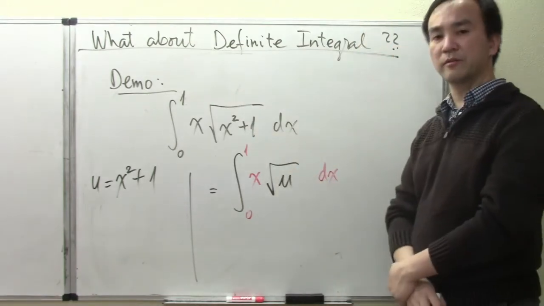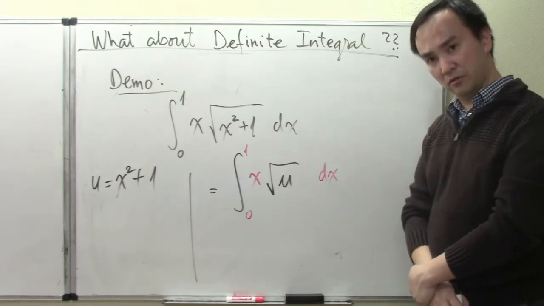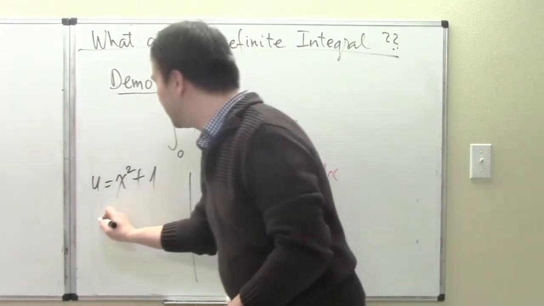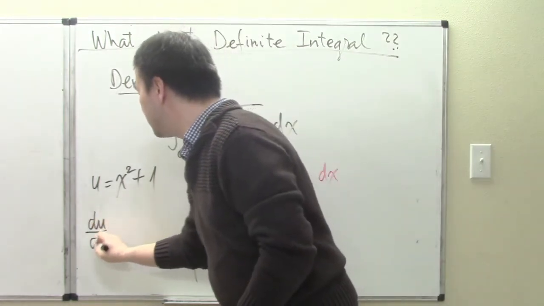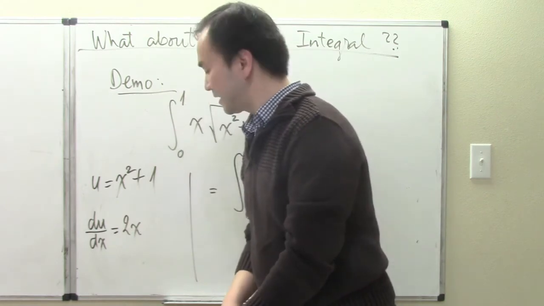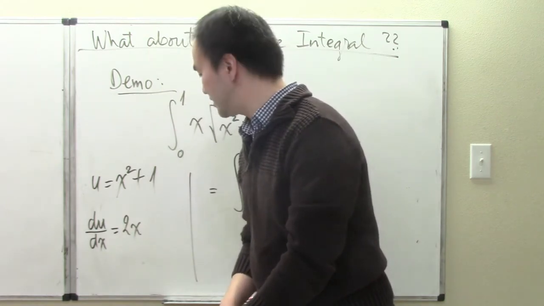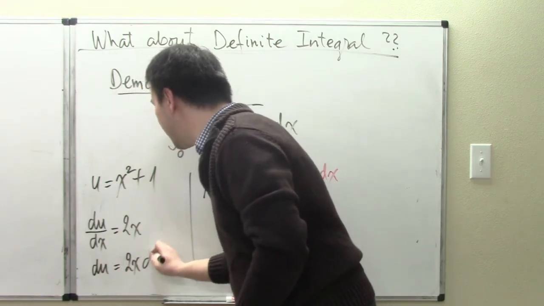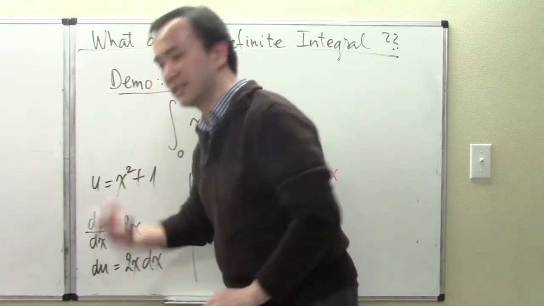So that's square root of u. So we still have a lot to go. So let's handle that as usual. So du dx is 2x. And hopefully anyone can agree with me easily on that. So that means du equals 2x times dx, because now we're treating du dx as a fraction.